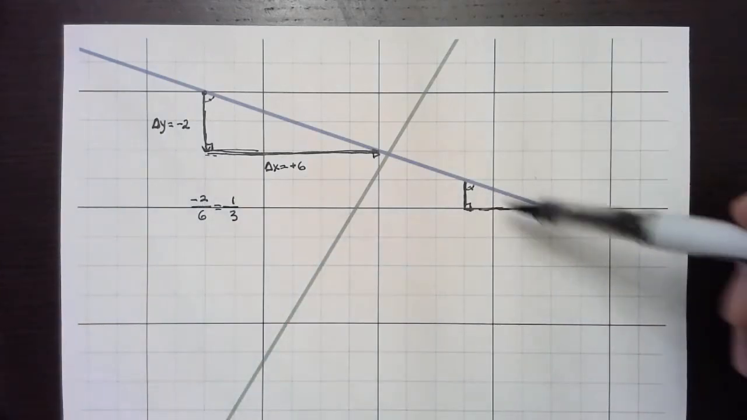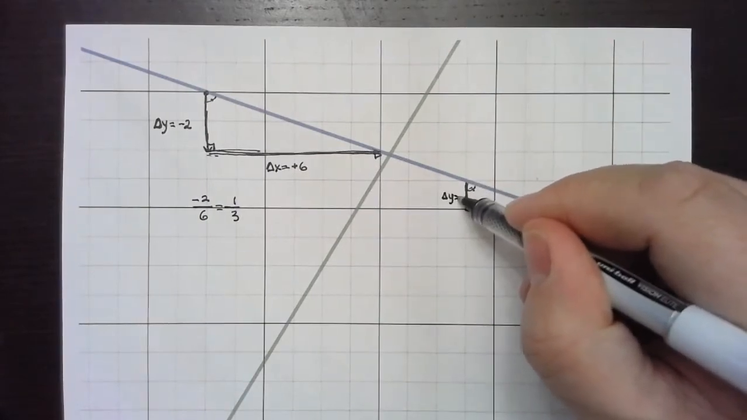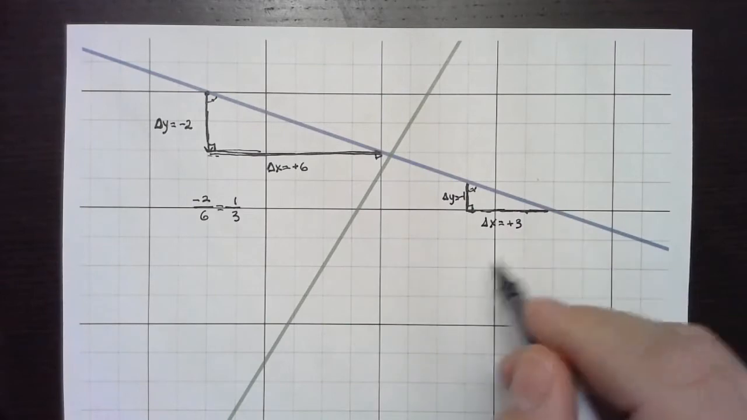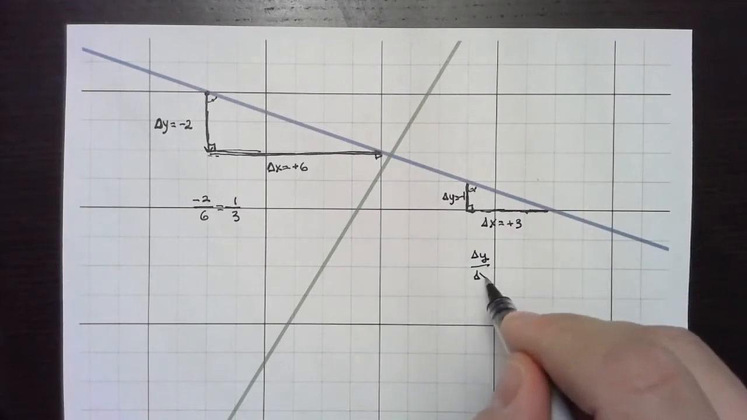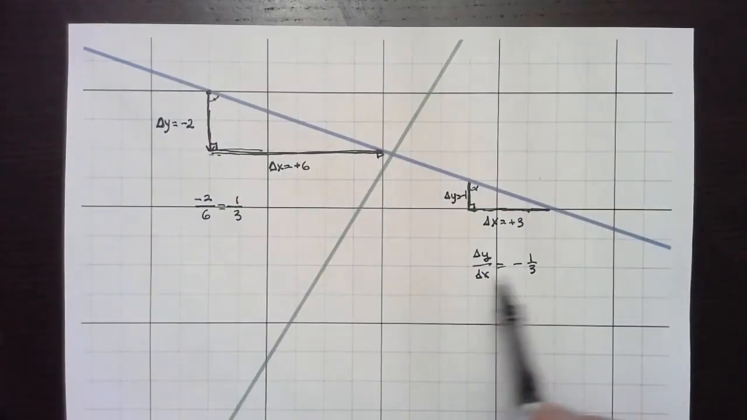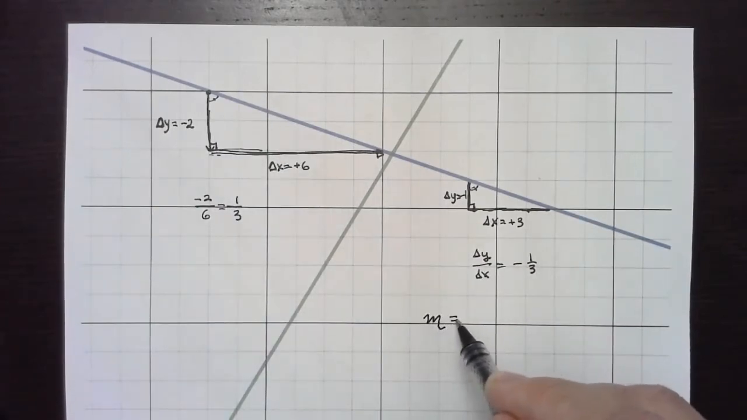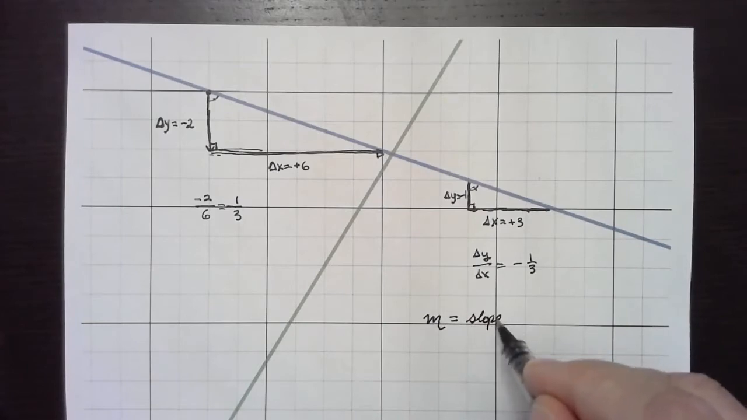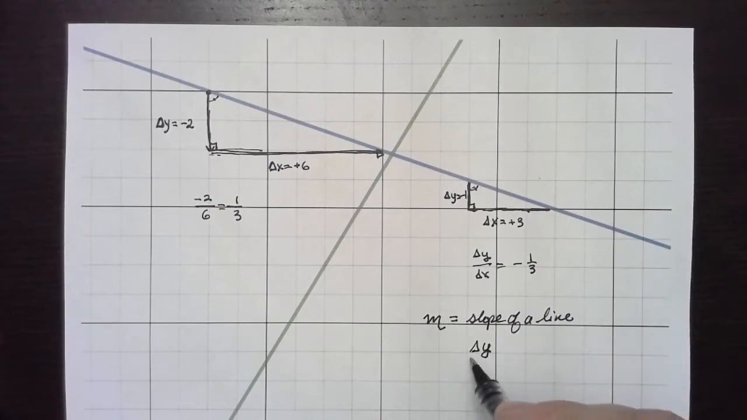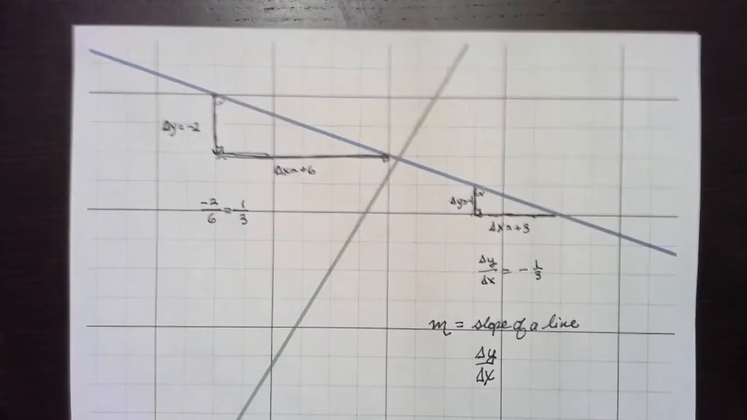And the whole point with observing these similar triangles is just to note that if I go someplace else on the line and make these changes, the ratio is always going to be the same ratio. Change in y over change in x is always going to be the same number for a given line. And this number is called the slope of the line. And we use the letter m to represent the slope of the line. And the way it is computed is you do the change in y over the change in x as you move from one point on the line to another point.